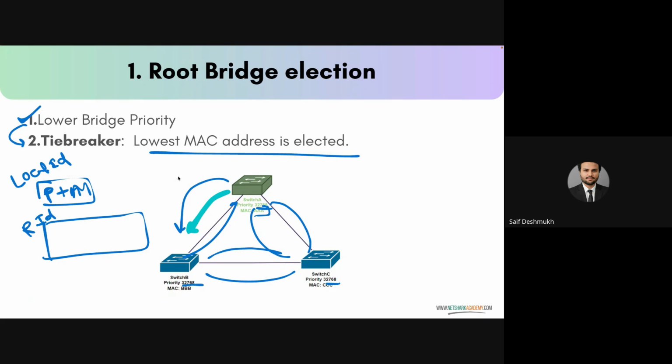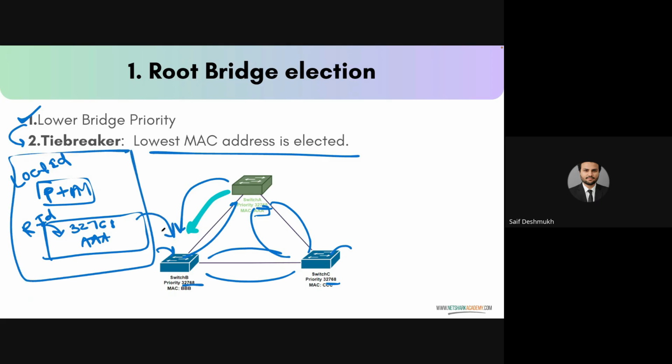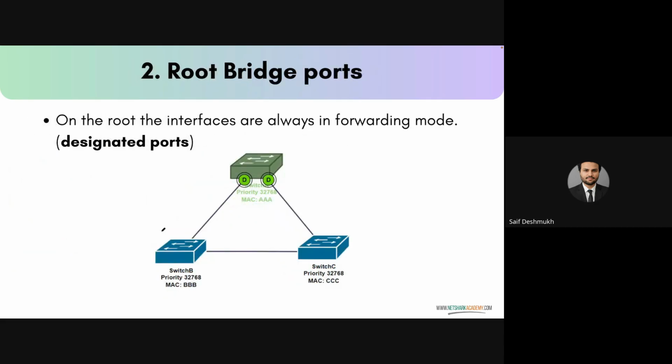Immediately, both switch B and C are going to say, hey, we found our bridge. Whatever messages they were sending a moment ago, they change the root bridge ID field. In this field, they will say, okay, we have a new king, and its priority is 32768, its MAC address is AAA. So this is eventually their version of the BPDU.